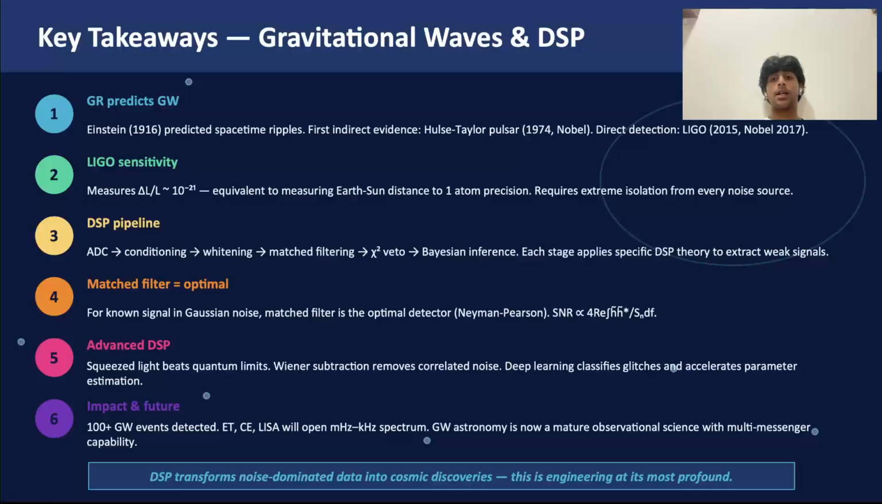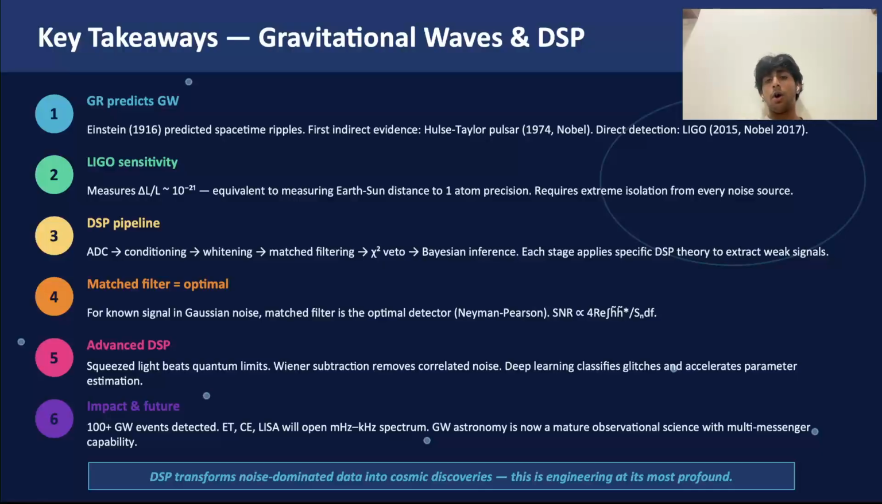Bayesian inference extracting 15 physical parameters from a half-second signal in 15-dimensional parameter space. Quantum squeezing redistributing Heisenberg's uncertainty principle to beat the standard quantum limit. Neural networks trained by citizen scientists classifying glitches in real time. Wiener filters using 2000 auxiliary sensors simultaneously to subtract correlated noise from the main channel.